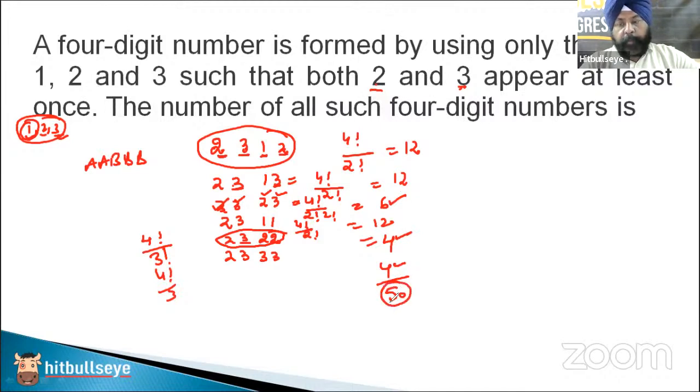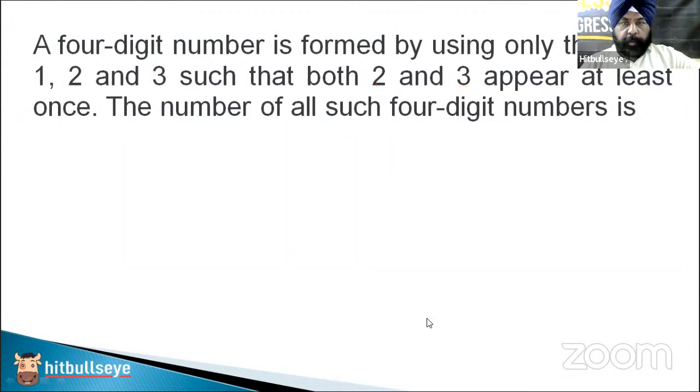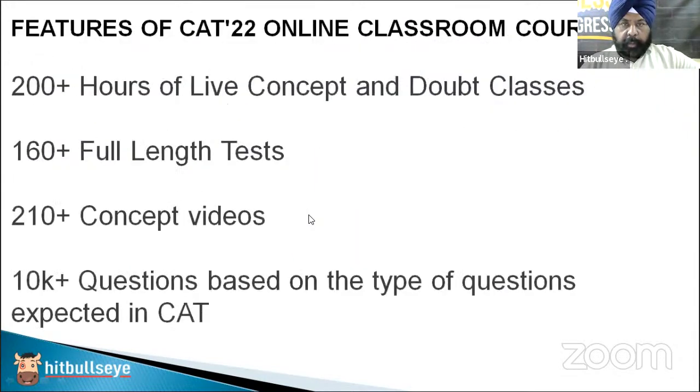So in CAT, even in permutation combination, if you have not done maths after 10th class, the questions are very simple. You just need to know how to make the cases. Is this clear? Right? Okay, does anyone have any doubt till now? So I hope you would like to do one more question.